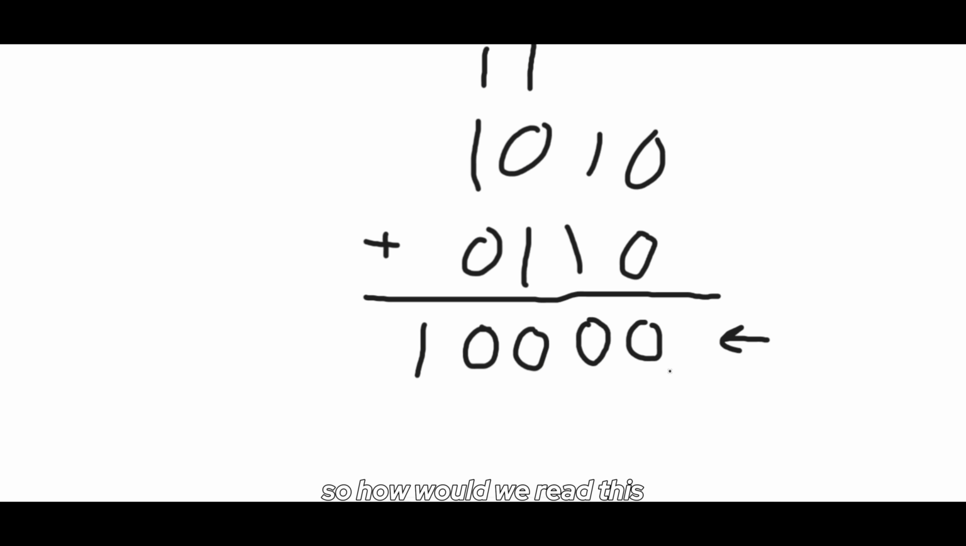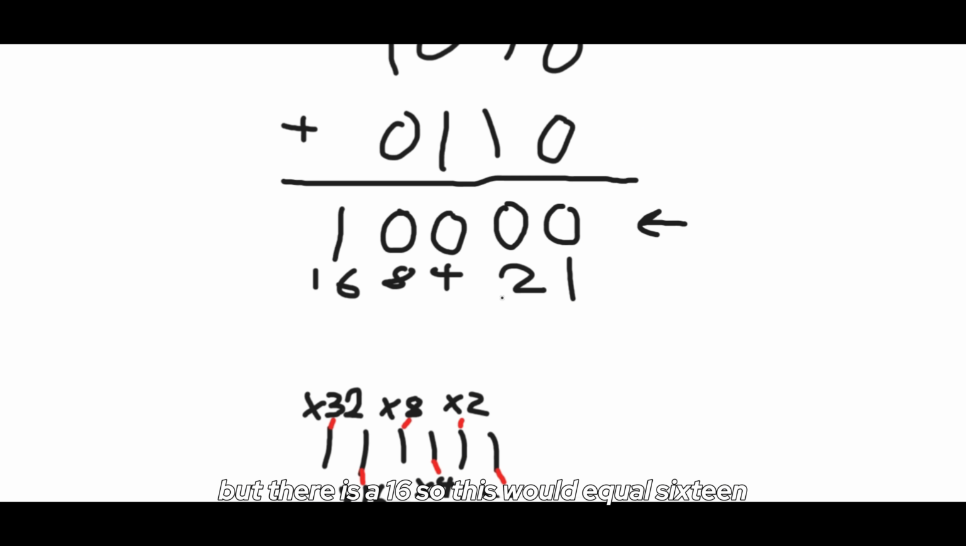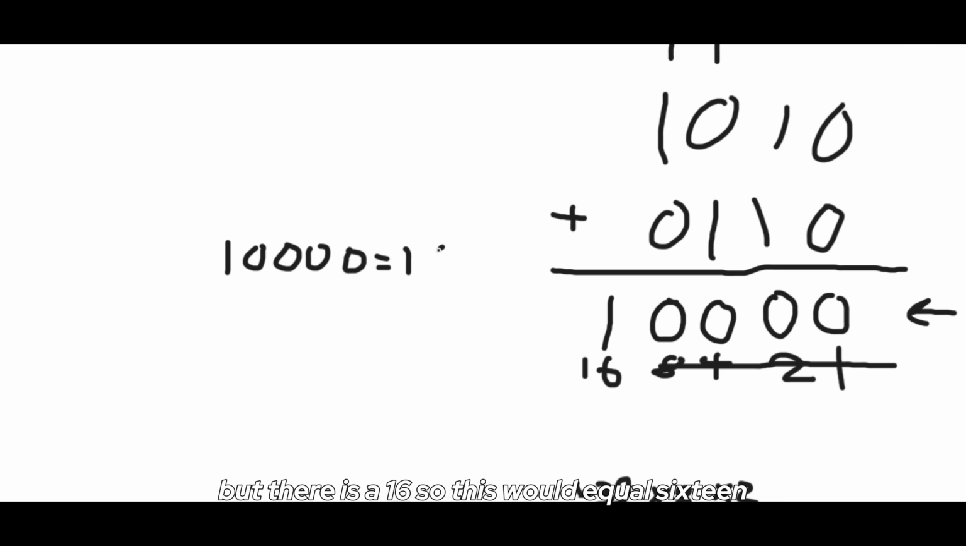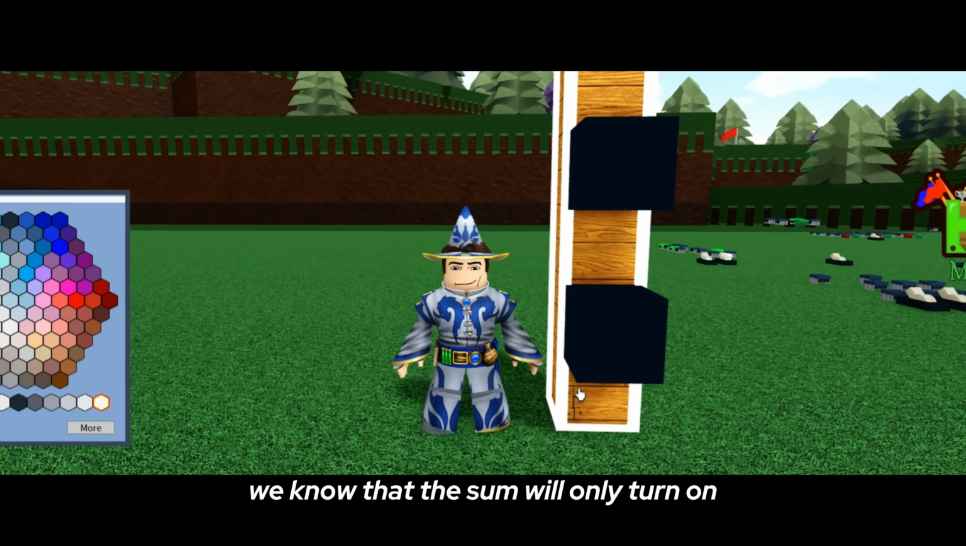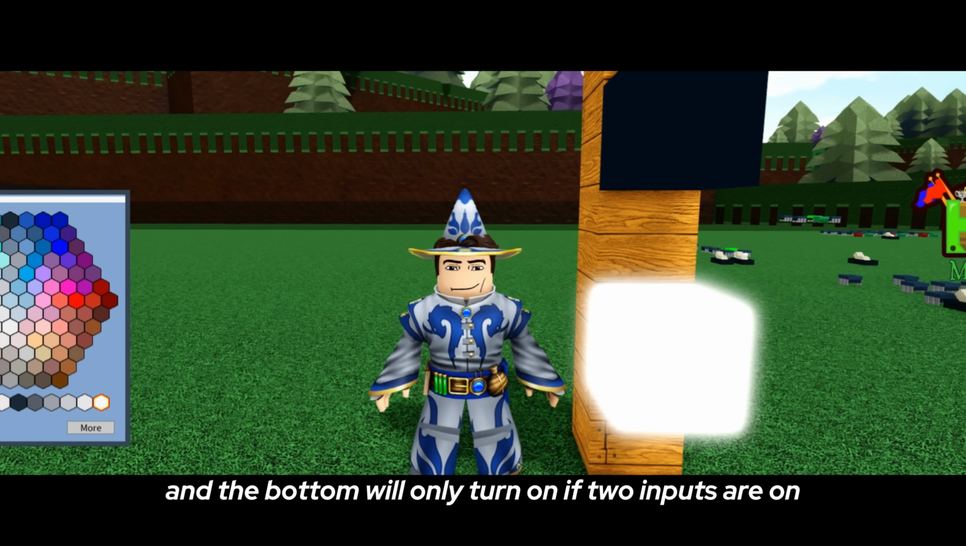So how would we read this? Well, we know there's no 1, we know there's no 2, we know there's no 4, we know there's no 8, but there is a 16. So this would equal 16. Now with this knowledge, we know that the sum will only turn on if the input is odd or a 1, and the carry will only turn on if 2 inputs are on.